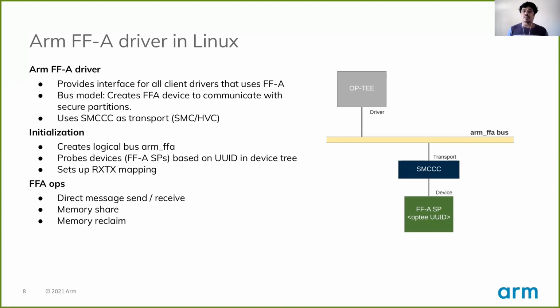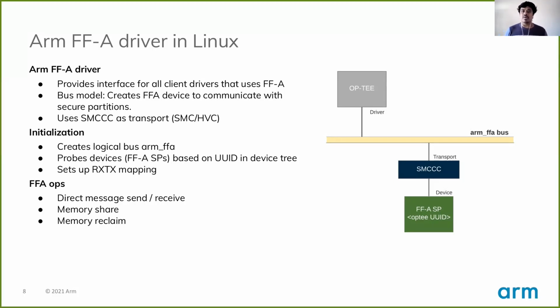The FFA device driver follows the Linux kernel device driver model, whereas the ARM FFA bus is represented as a logical bus over here, and there are devices which are attached to this. Every secure partition will be identified as a device, and the corresponding driver routine will be probed, which is the driver shown over here. And the transport of the message happens over the SMCCC standard. It could be either an HVC conduit, or it could be an SMC conduit.